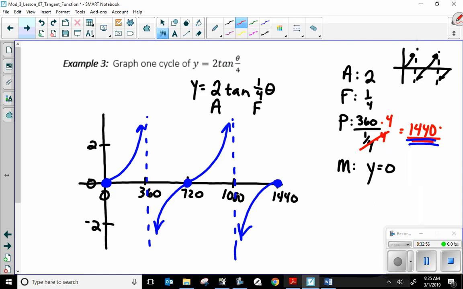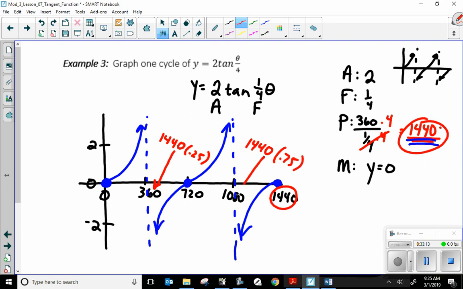What do you think? 1440, which is my period, and I multiply that times 0.25, sure enough, I'm going to get 360. If I take 1440, which is my period, and multiply it by 0.75, I'm going to get 1080. So I can do that and find my asymptotes.